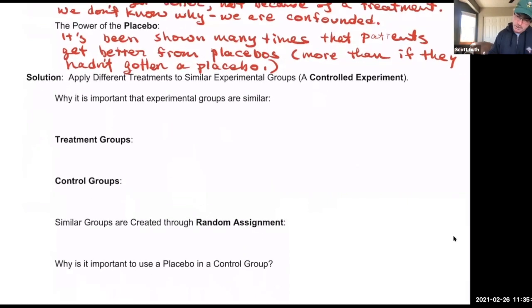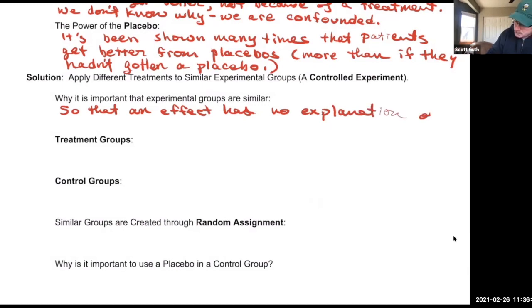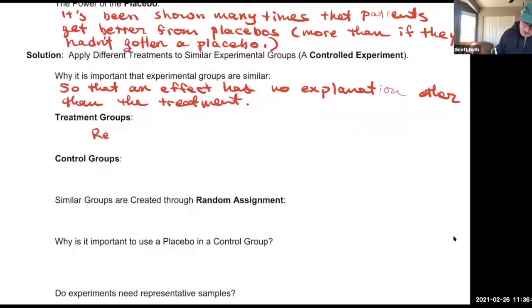So let's go on. How do we do experiments? We apply different treatments to similar experimental groups. Why is it important that groups are similar? So that there are no alternate explanations besides the treatments for an effect, so that an effect has no explanation other than the treatment. Treatment groups receive real treatment. Control groups receive placebos or nothing at all.